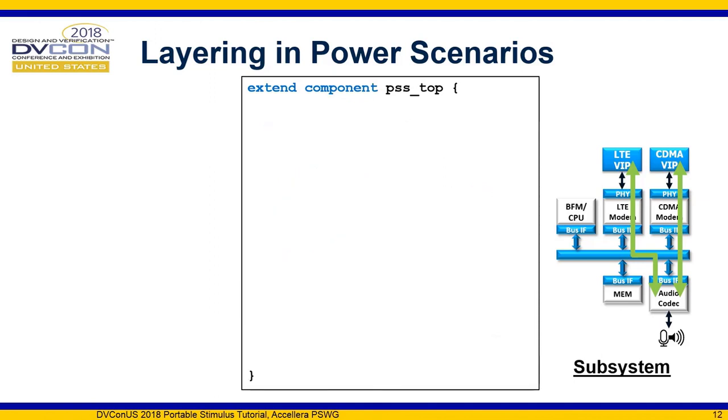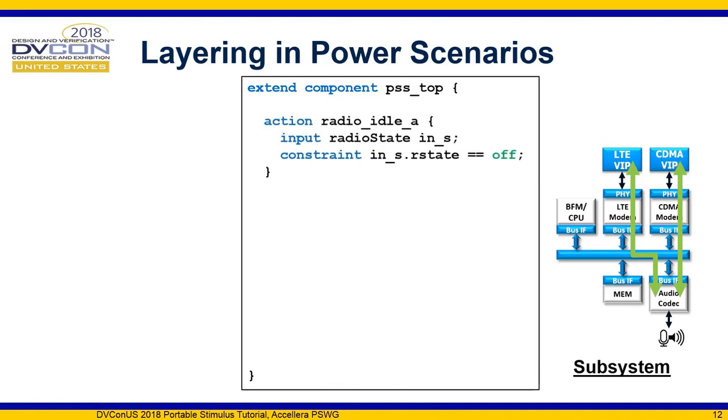Then, to make the whole scenario hold together, we're going to introduce one more action, this radio idle action. And this guy says, okay, I too want to take as input one of these radio state objects, but my constraint is I want the state to be off. Right? The four modem operations, receive and transmit for CDMA and LTE, they all wanted their radio state to be on. Here's the guy who wants his radio state to be off. Why are we fretting with all of this?